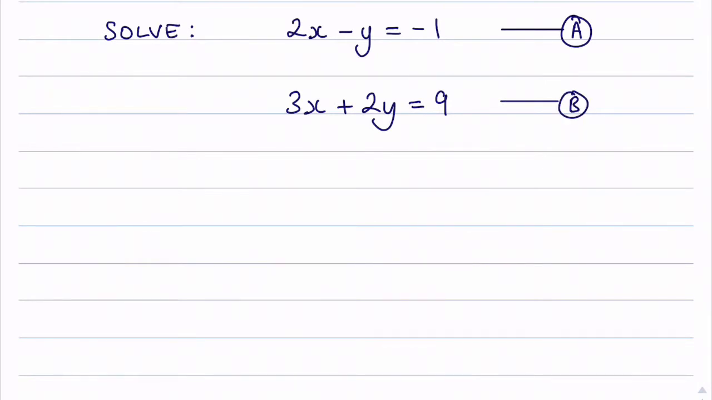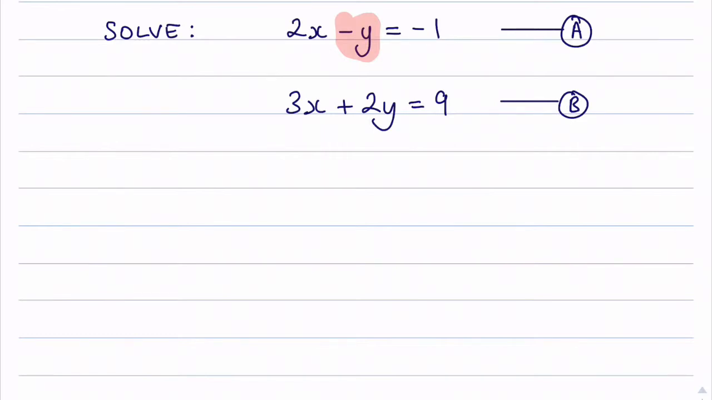Now the process is to try and get the same coefficient in front of either the x terms or the y terms. And looking at this particular set here, it's going to be easier to try and get a -2 in front of this term here, and then I can add the two equations together. So let's go ahead and do that.